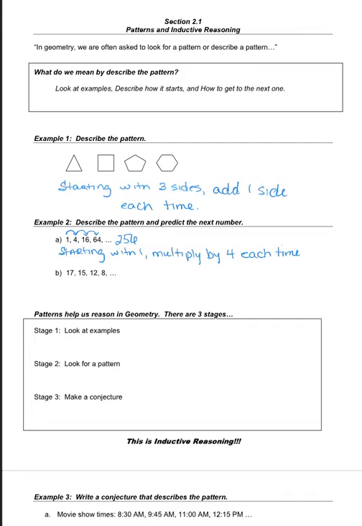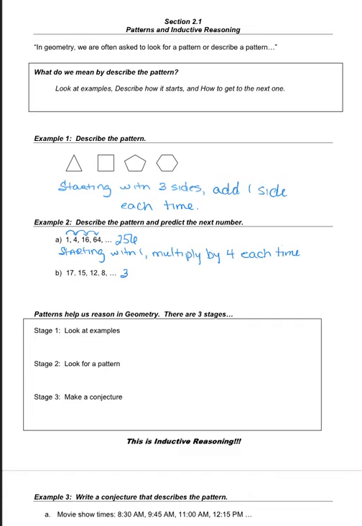So we said where we're starting from, we said how to get to the next one, and we made our prediction. So I want you to go ahead and look at part B. We know we start at 17. We know it's decreasing. That means you're either subtracting or you're dividing. And I want you to decide what is actually happening there. All right, so hopefully you decided it was subtraction. If I subtract 2, I get 15, then subtract 3, then subtract 4, then subtract 5. So our next number is going to be 3.